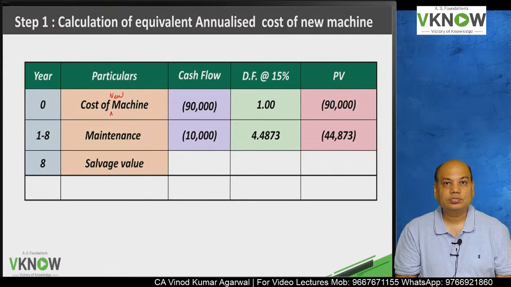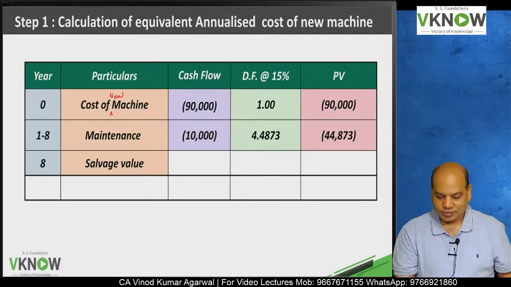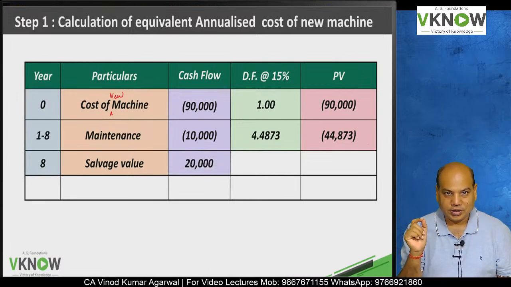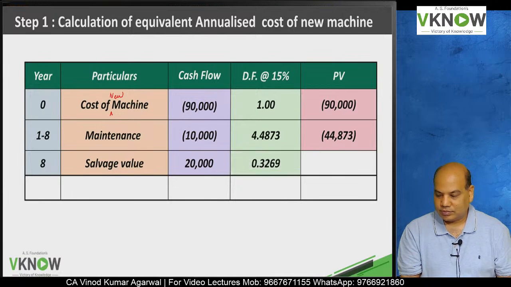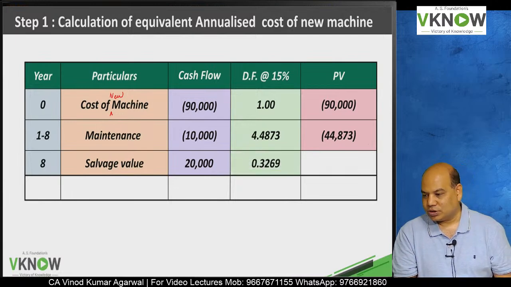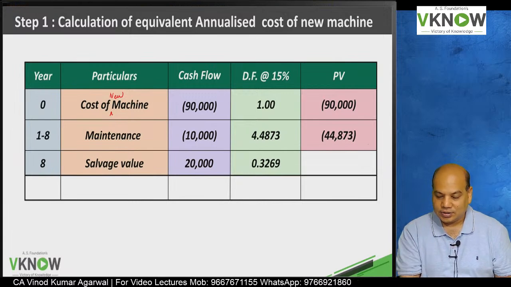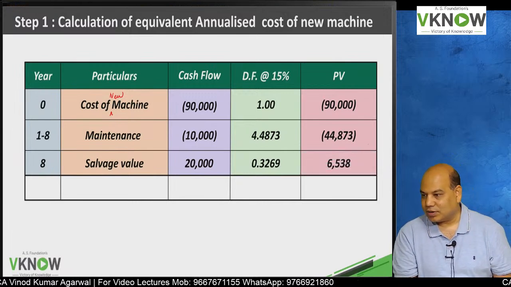Year 8 salvage value 20,000. The 8th year factor is given, 0.3269. Multiply, 6538.